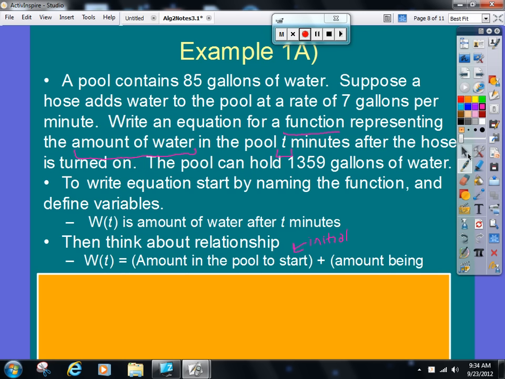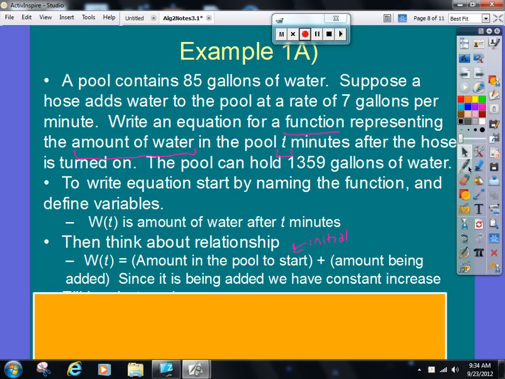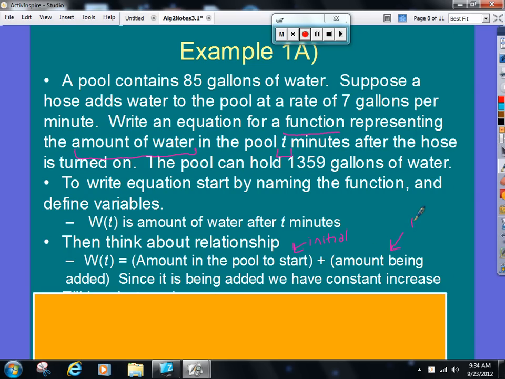And then we're adding stuff to it, which would be our rate of change. Since we are adding to it, that'll be a positive addition. It's going to be a constant increase.